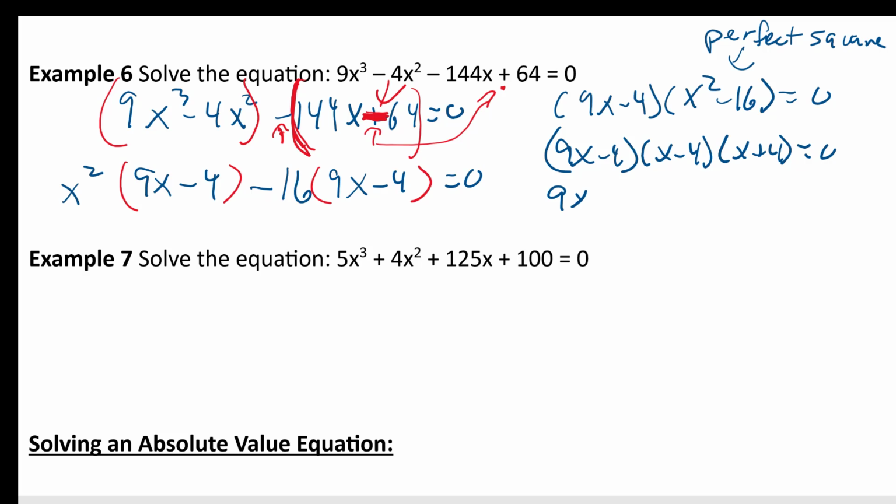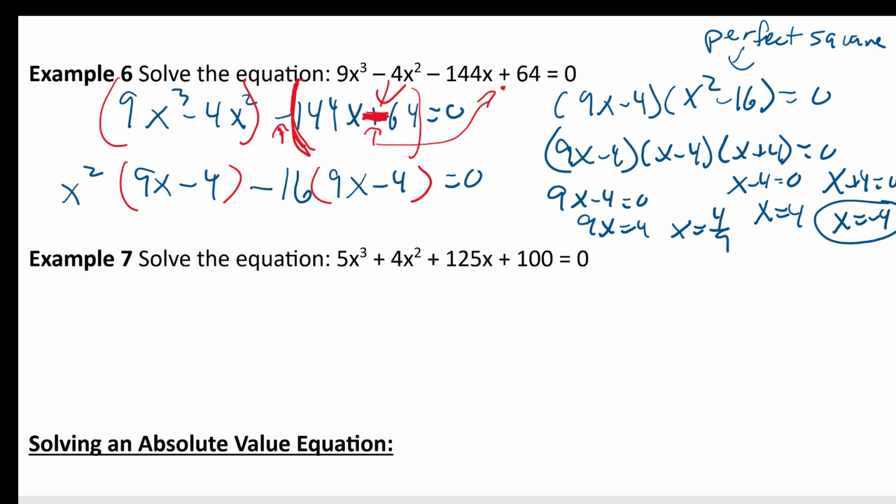So 9x minus 4 equals 0 means 9x equals 4 or x equals 4/9. X minus 4 equals 0 means x equals 4. And x plus 4 equals 0 means x equals negative 4. So those are our three solutions. Notice it was a third power, and there's three solutions.